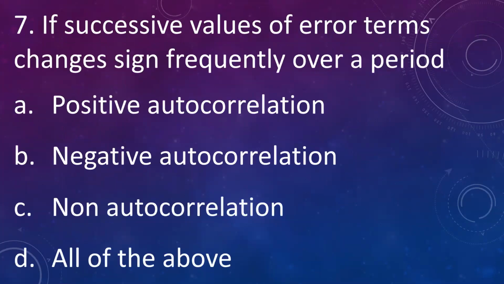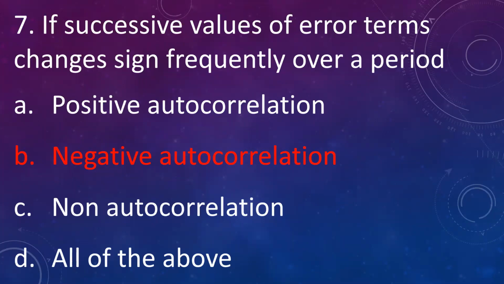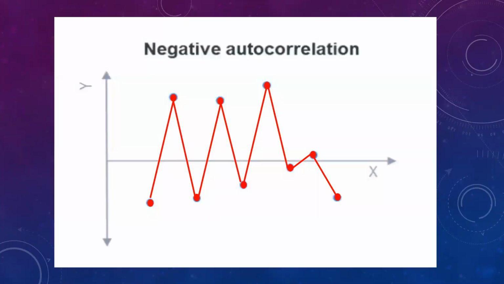If the successive values of the error term change sign frequently over a period, then it is A. Positive autocorrelation, B. Negative autocorrelation, C. Non-autocorrelation, D. All of the above. Answer is B, negative autocorrelation. You can see here in the graph, the error term signs are changing. First it is negative, then positive, again negative, positive. If such a trend is there in the error term, then it is called negative autocorrelation.